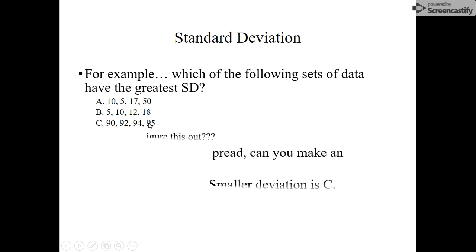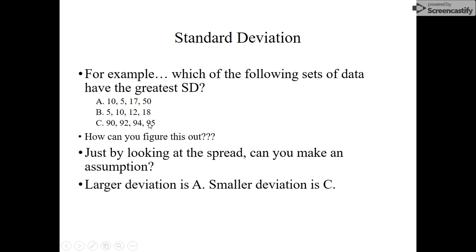For example, which of the following sets of data has the greatest standard deviation? If you had 10 all the way to 50, if you had 5 all the way to 18, if you had 90 to 95, which one has the greatest standard deviation? It would be, if you had to look at it, A. Okay, this one has the largest standard deviation because it's more spread out. Okay, the smallest is C.